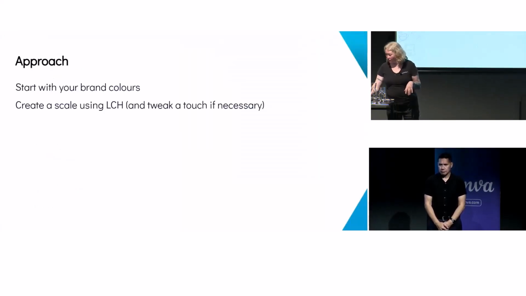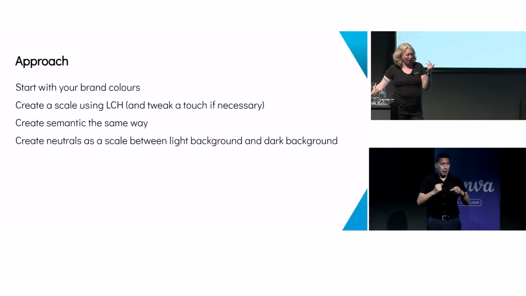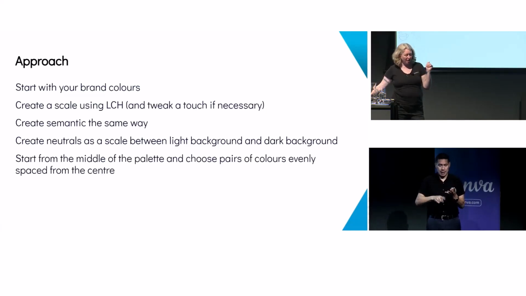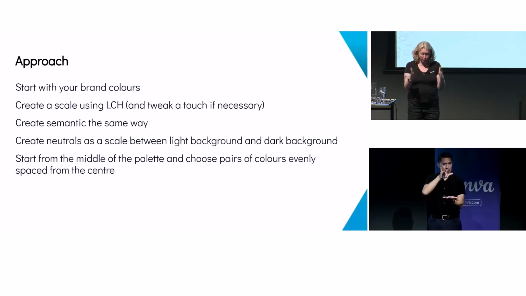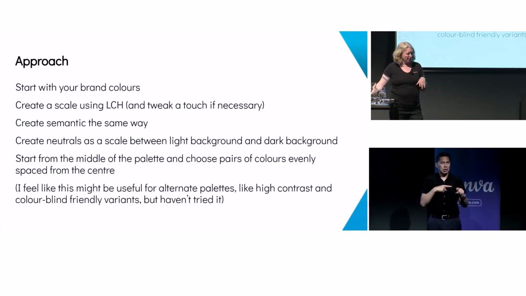So a summary: start with your brand colours, create the scale using LCH and tweak it up if necessary, create the semantic colours in the same way, create the neutrals as a scale between your light background and your dark background. And then, as I said, start from the middle of the palette and choose pairs evenly as you move out for your different components.